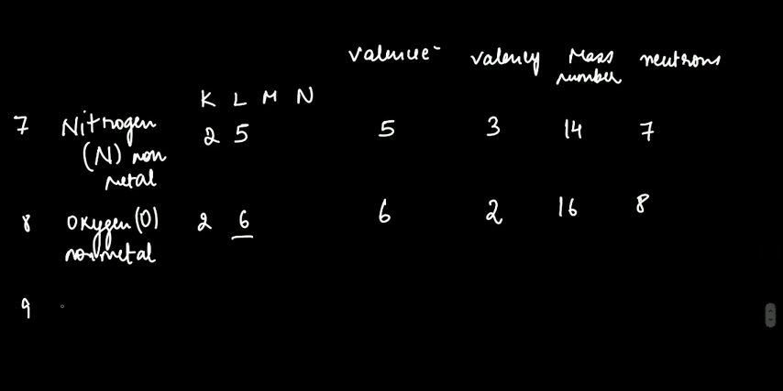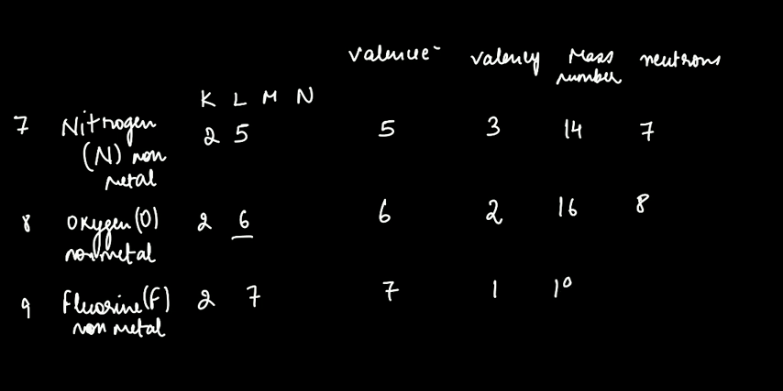Then we go to 9, that is fluorine. It's a non-metal, 2 and 7 configuration, 7 valence electrons. Valency is 1, 8 minus 7. Mass is double the atomic number plus 1, so that will be 19. 9 plus 9 is 18, plus 1, 19. So 19 minus 9 is 10 neutrons.